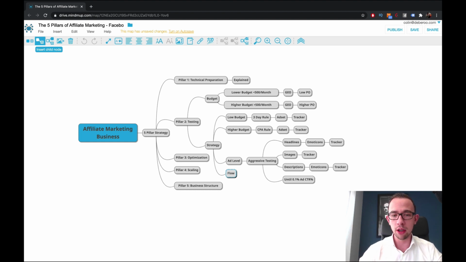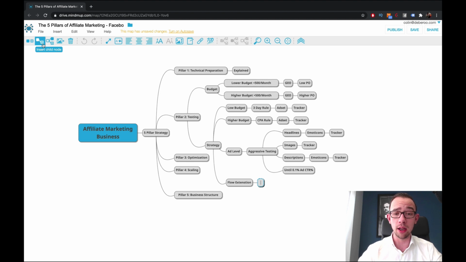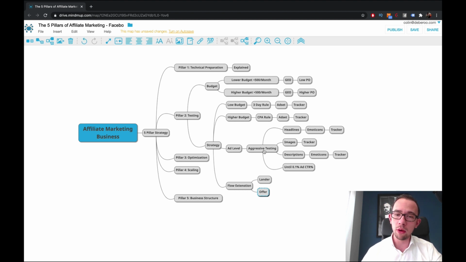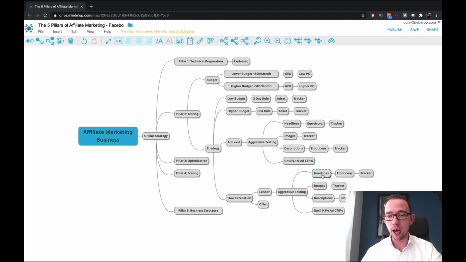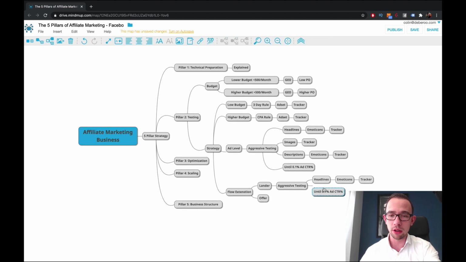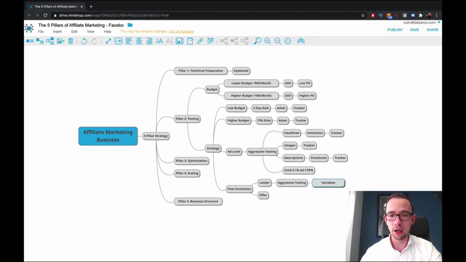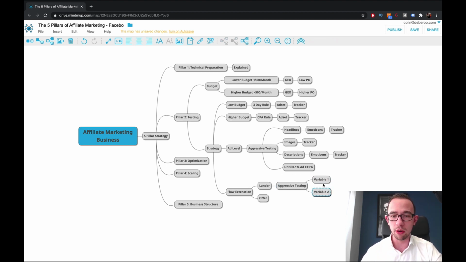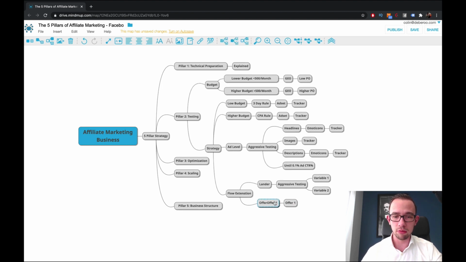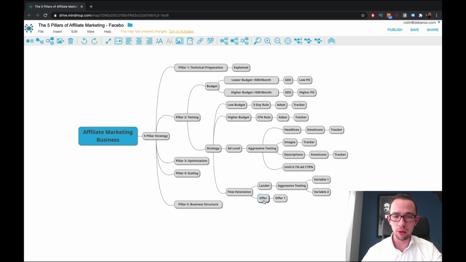So we'll say flow, or what we call flow extension, maybe. The flow extension will give us the lender and the offer. Again, here we implement the aggressive testing. So I will call them variables, variable 1, variable 2, and so on, right? And here it's called offer 1, offer 2.